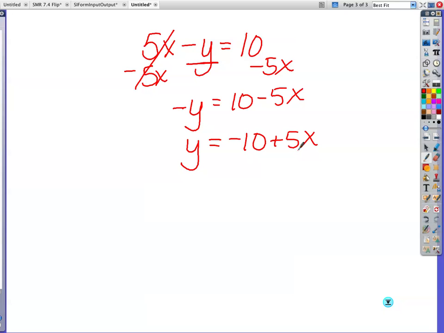Or you can think of that as multiplying by -1 or technically dividing by -1. It gets me the same thing. Just switch, switch, switch is my preference. All right, well now it's in slope-intercept form. Now I can make my table.